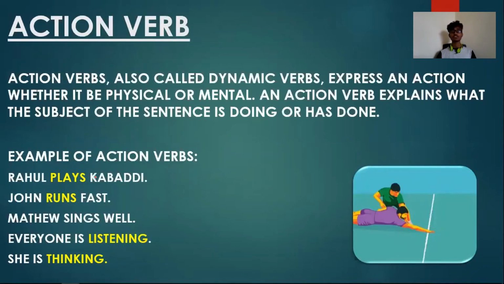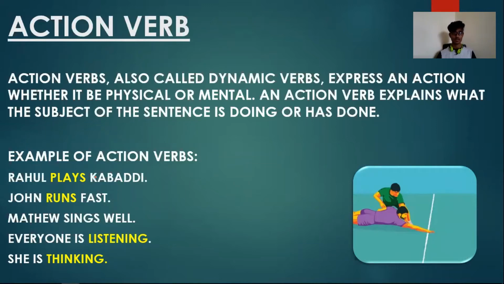Action verbs are also called dynamic verbs. They express an action, whether it be physical or mental. In the previous class, we saw what is a physical and mental verb. Physical verbs are verbs relating to motion, and mental verbs are verbs relating to brain activities. An action verb explains what the subject of the sentence is doing or has done.